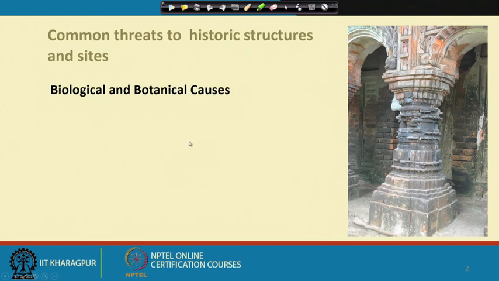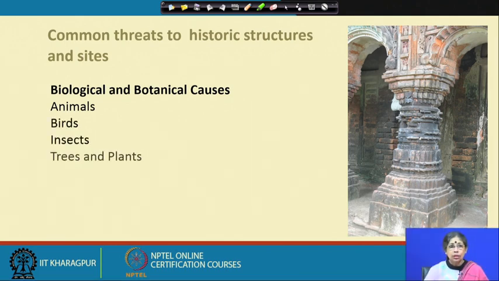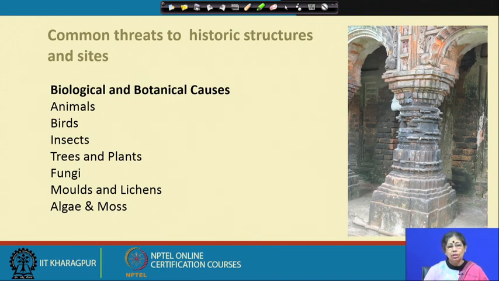These mainly come under the biological and botanical causes, which we ascribe to animals, birds, insects, trees and plants, fungi, molds and lichens, and also algae and moss, and there are various categories of them. We will broadly take a look at these major aspects, and maybe some of the remedial or preventive measures, just to have an idea of what these major biological and botanical factors are which deteriorate or damage the historical structure.